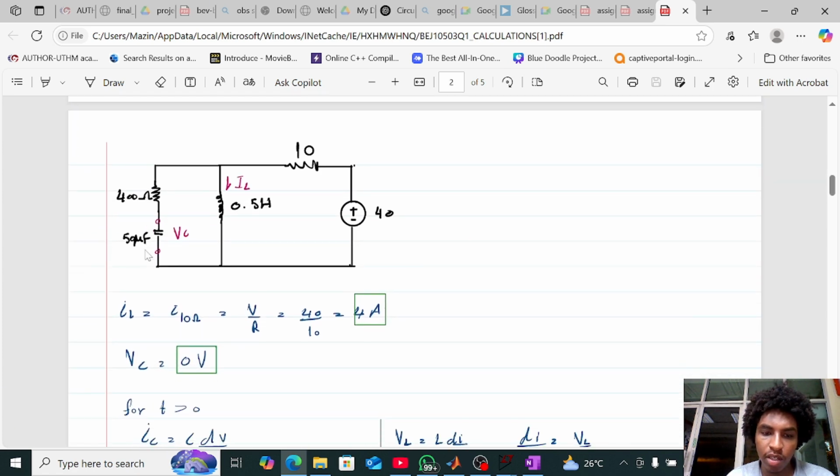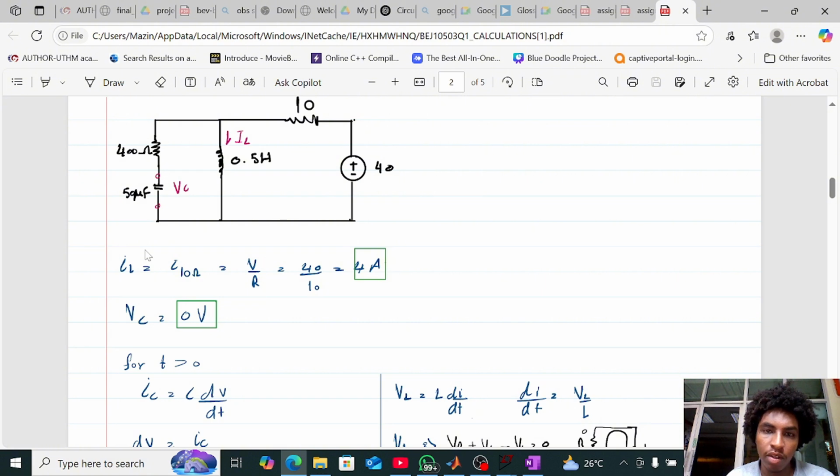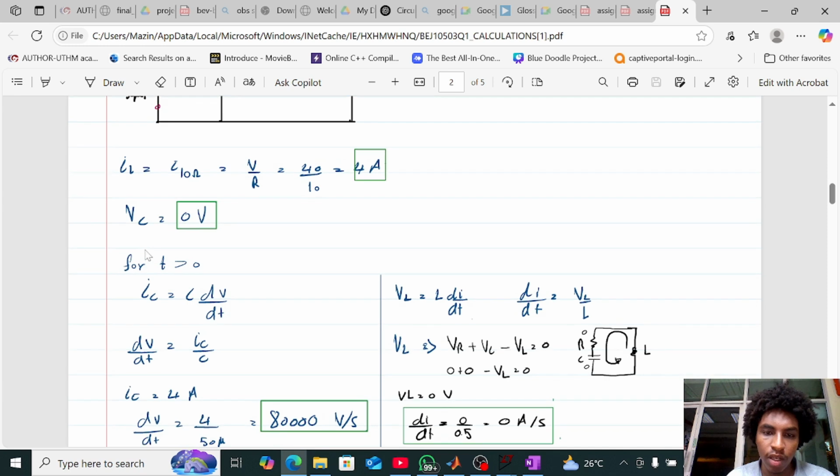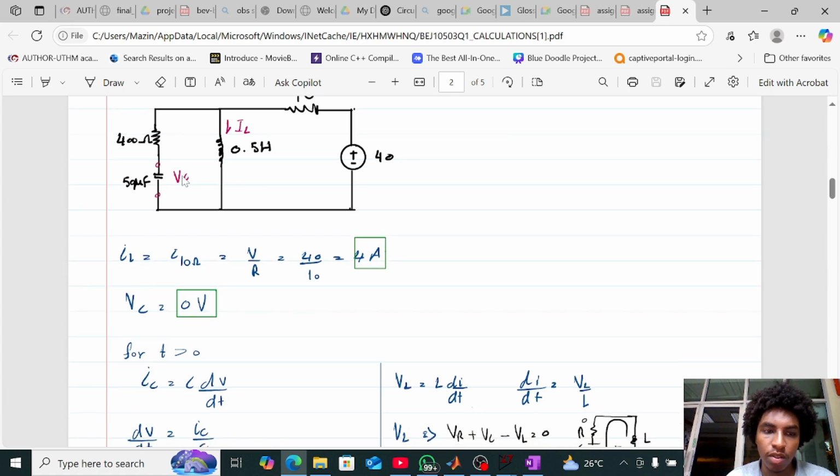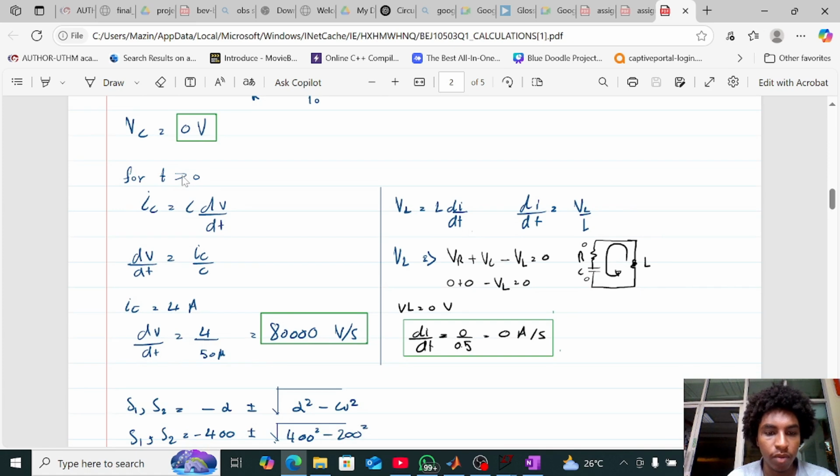Okay, for t less than 0, we are going to calculate the VC and the IL, the initial conditions. So we got IL equal to 4 amps and VC equal to 0 volts, since the inductor, when it's fully charged, is going to be a short circuit, so no more current will flow through this resistor and this capacitor.